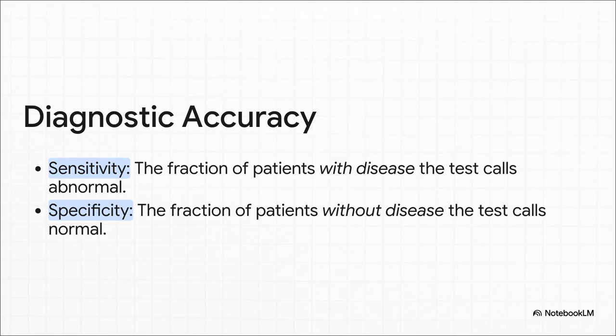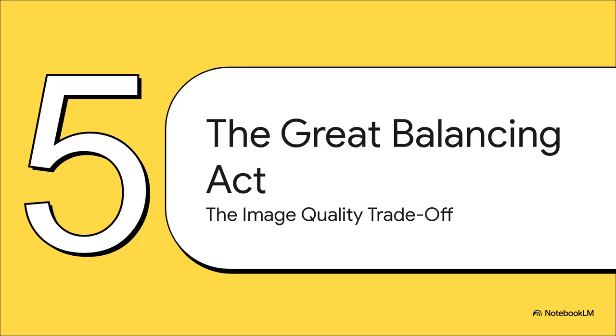For a test to be truly accurate, it needs to be sensitive, which means it's really good at finding the disease when it's actually there. And it also needs to be specific, meaning it's good at correctly saying, hey, you're healthy, without raising a bunch of false alarms. Okay, so we've met all 6 pillars.